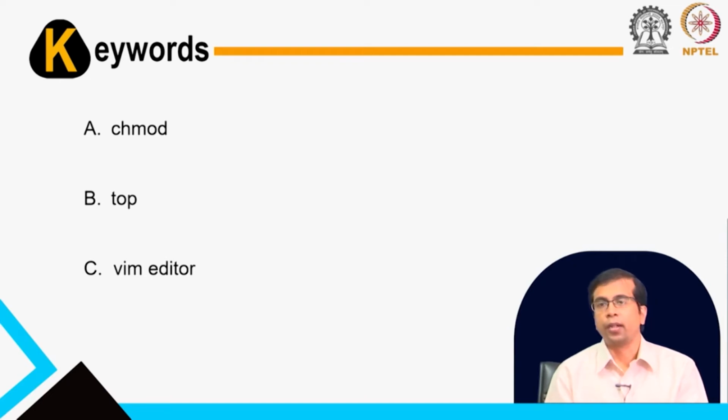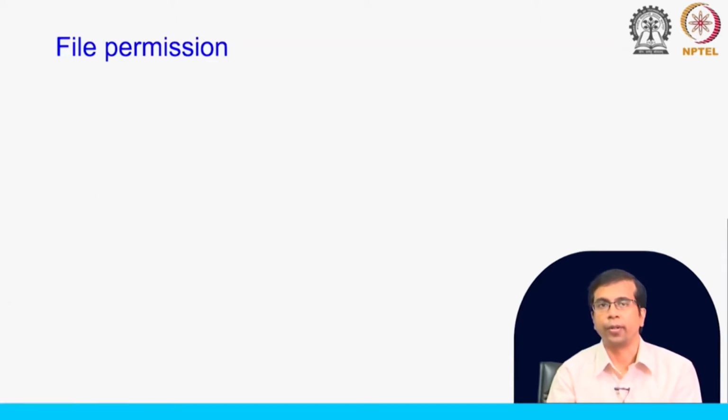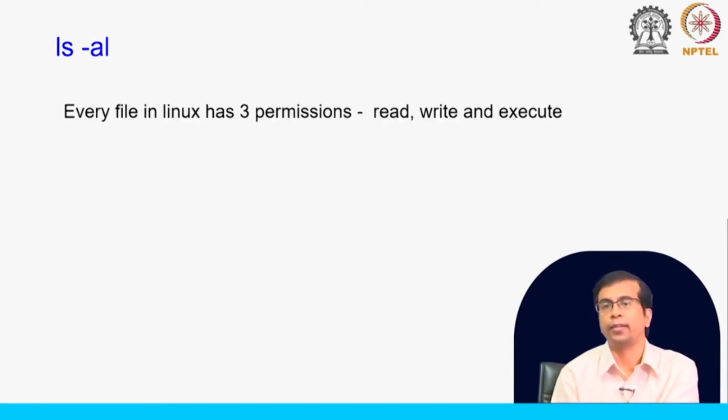So, these are the keywords: chmod, top and VI editor. These are some of the things that we will come across today. So, starting with file permission. Every Linux file has 3 permissions. One is read, second is write and the third is execute. How can you check these permissions?